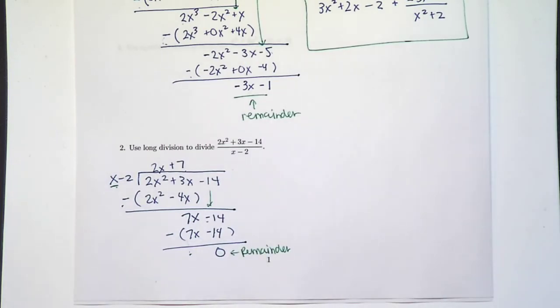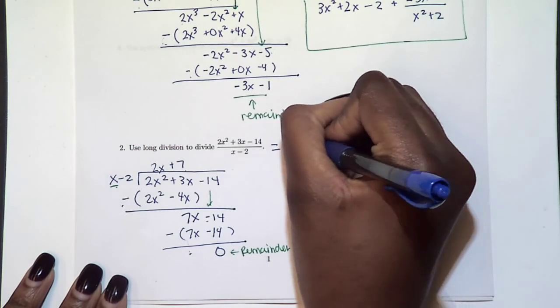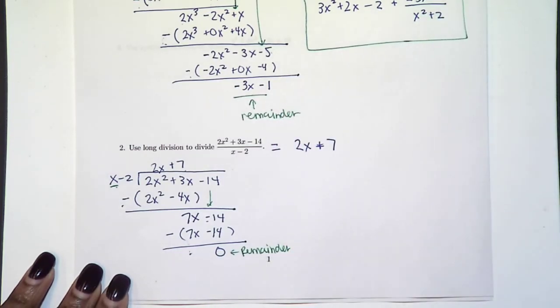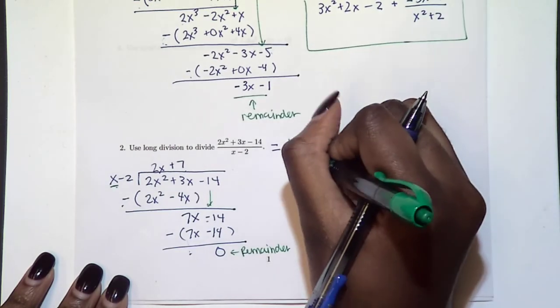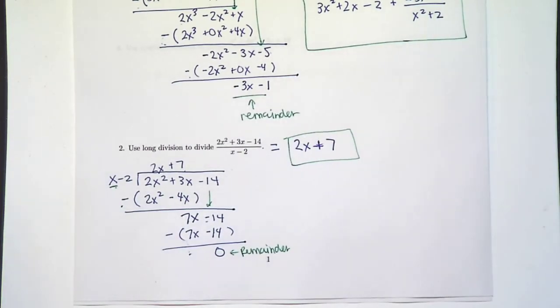So when we write our answer, this equals 2x plus 7. And that's it. No remainder. This is a plus sign, by the way. So the next way that we're going to learn how to divide is using synthetic division.